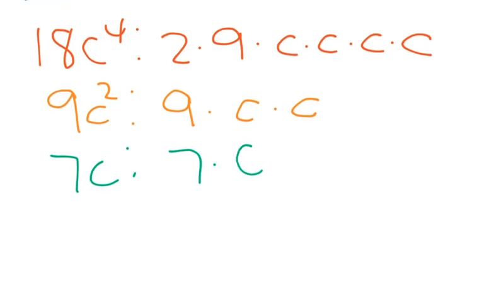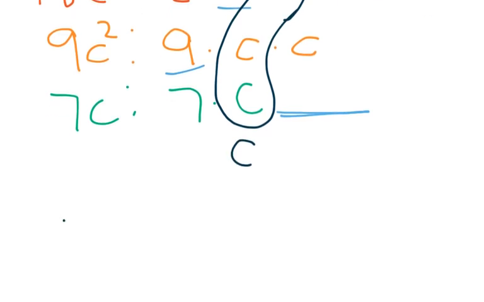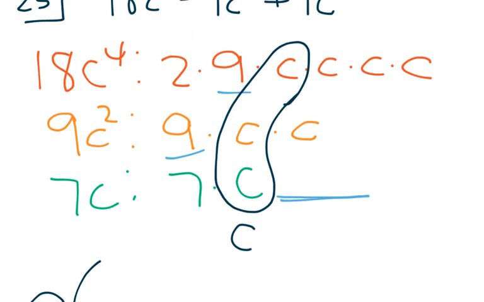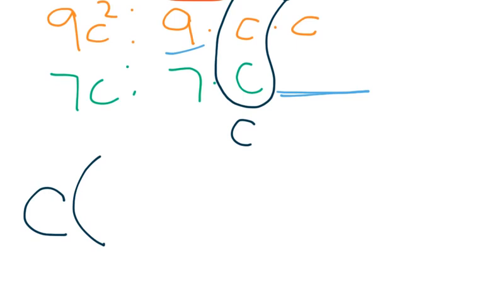So even though the first two have these 9's in common, we can't factor it out because there's no 9 on the third row. All 3 of them need to have that in common. So that means the only thing all 3 of them have in common are these c's. So there's only one c that they have in common. So we are going to bring the c to the outside, and on the inside we're going to combine the leftovers. So we have 2 times 9 times c times c times c. That is 18c to the third.